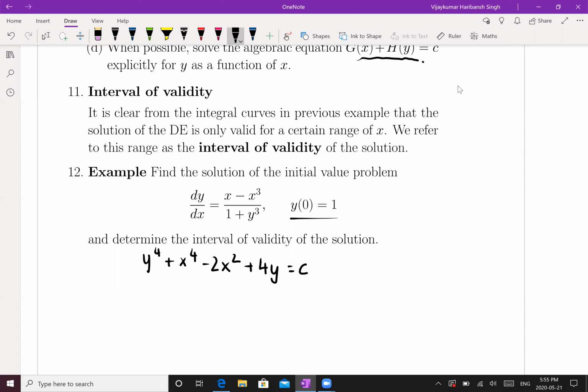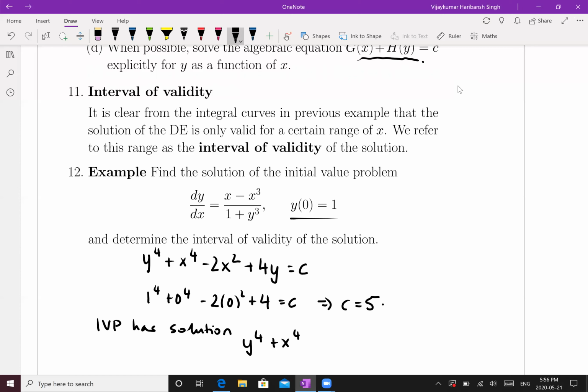So let's substitute that. When x is 0, y is 1, so you get 1 plus 4, which means c is 5. So what is the solution to this IVP? The IVP has solution y to the 4 plus x to the 4 minus 2x squared plus 4y equals 5.